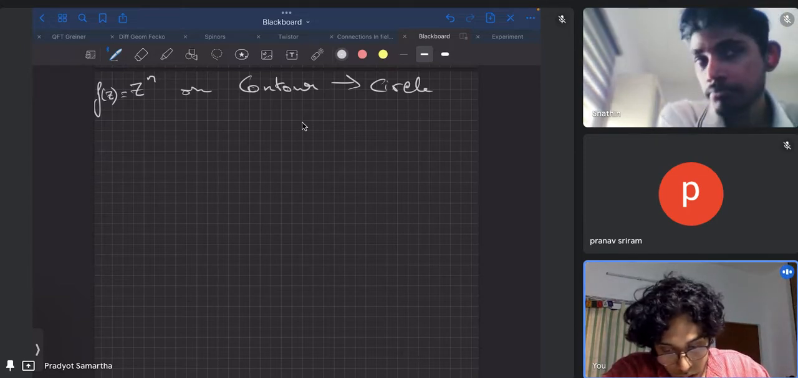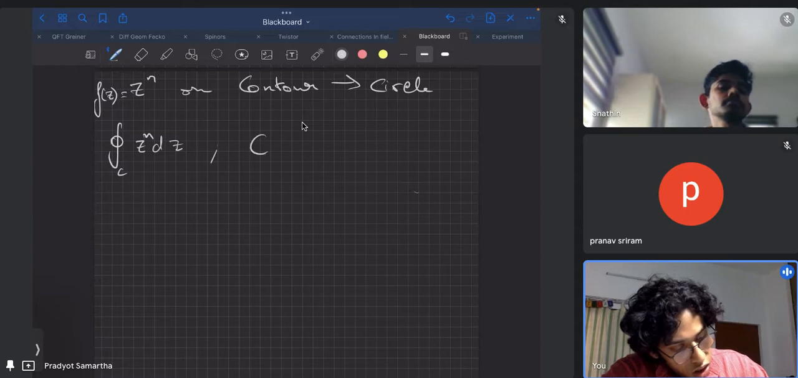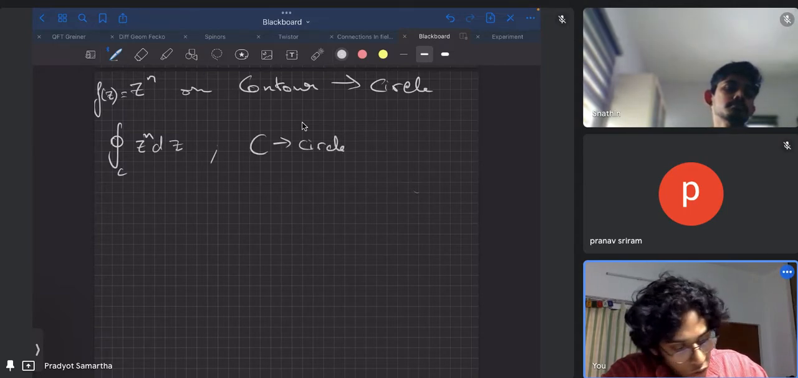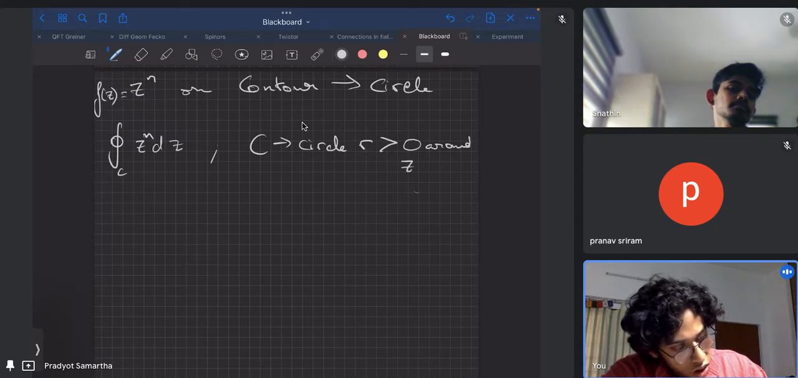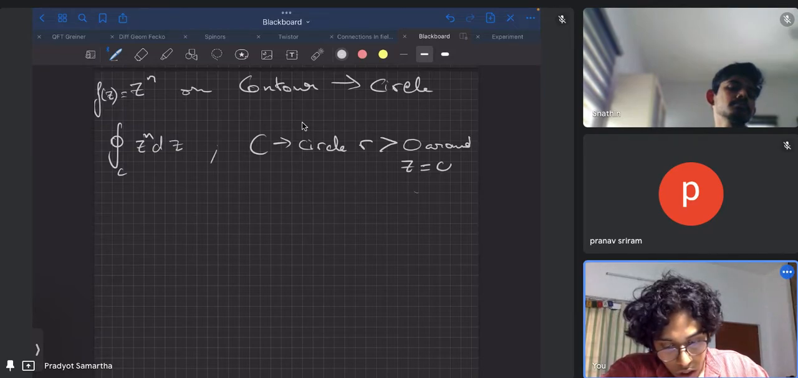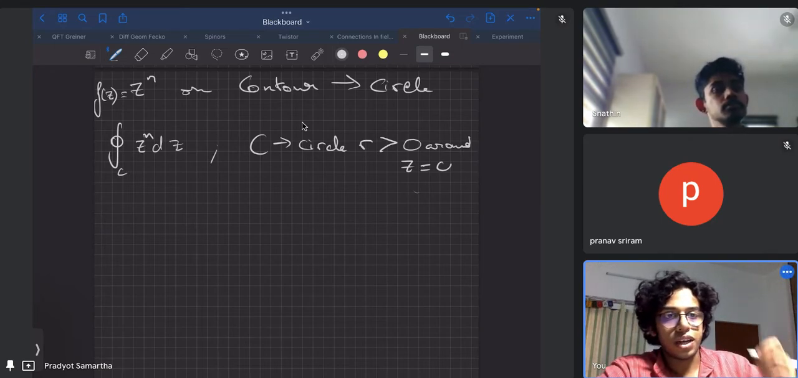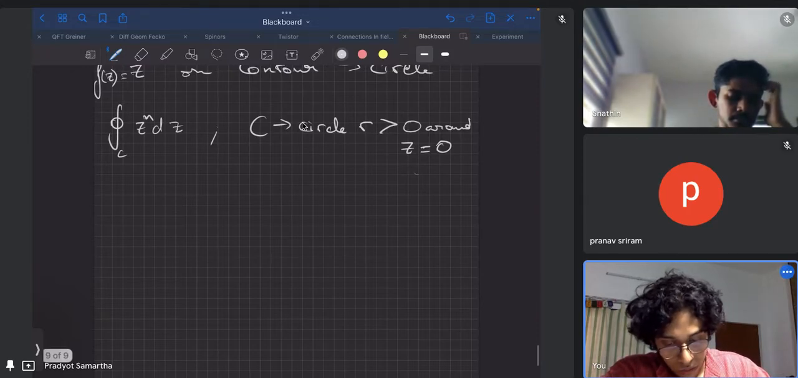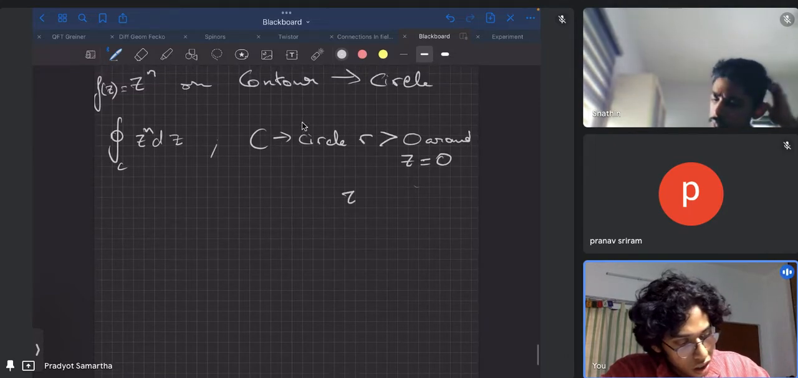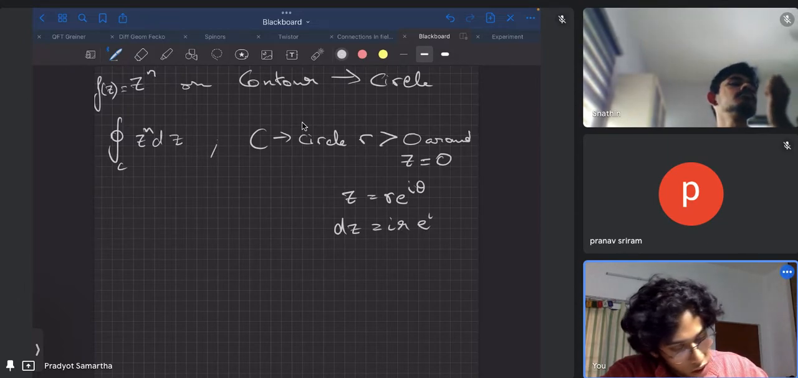So now what happens is the integral of z^n dz, where C is a circle of radius greater than 0 around z equal to 0, right? Whenever you take the contour, you specify it as going in an anti-clockwise direction. Given that, we parameterize this circle. We write z is equal to r e to the power of i theta, and dz is equal to i r e to the power of i theta d theta.